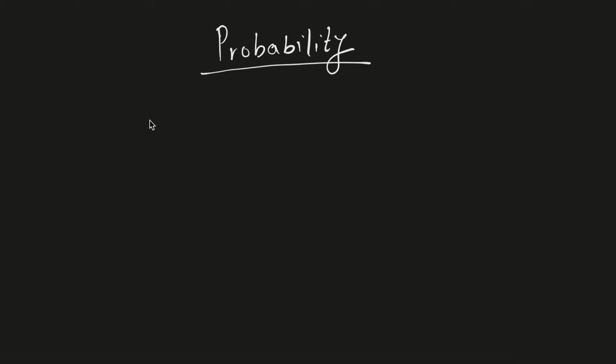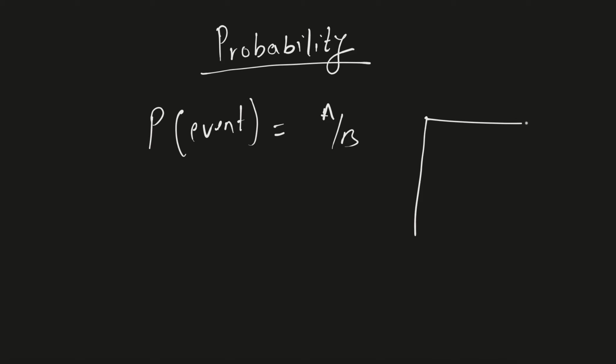Okay, now let's talk about some probability lingo. Mathematically speaking, we use the letter P for the probability of the event. This is how we write it: probability of the event occurring, and we have some probability A over B. Now to demonstrate it, let me go ahead and create some sample space.